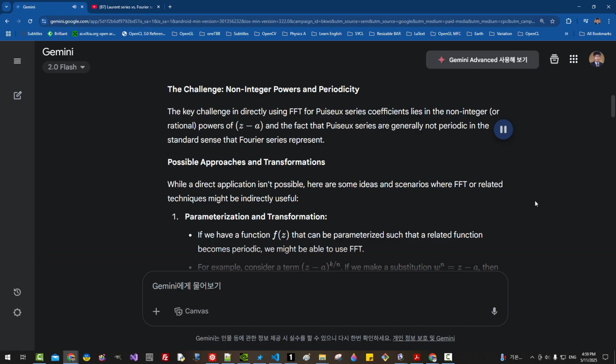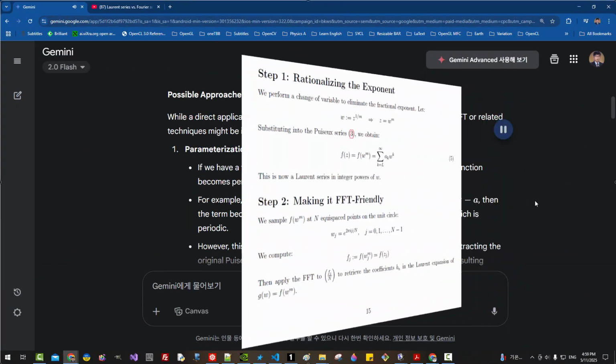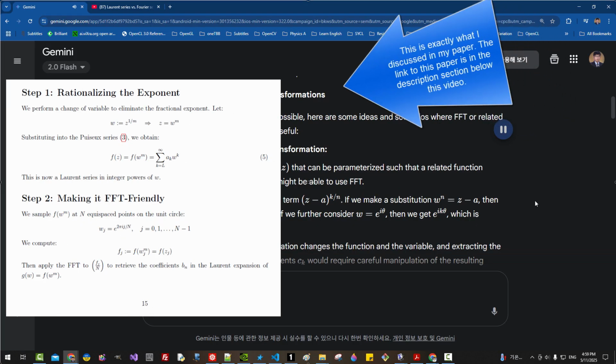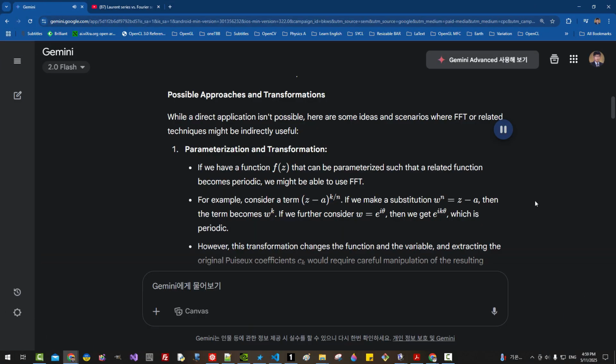Possible approaches and transformations. While a direct application isn't possible, here are some ideas and scenarios where FFT or related techniques might be indirectly useful. One, parameterization and transformation. If we have a function f(z) that can be parameterized such that a related function becomes periodic, we might be able to use FFT.